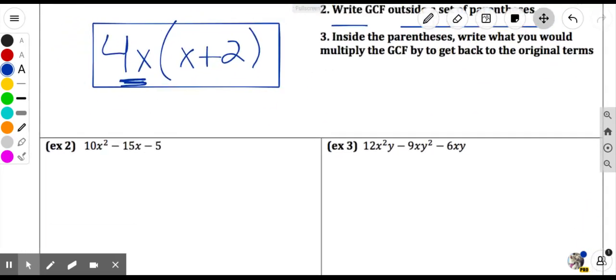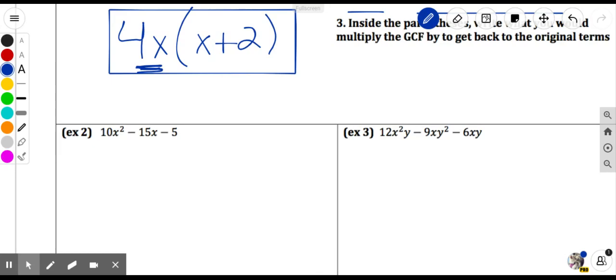Okay, so we're going to do a couple more examples of finding a GCF. So number 2, we have 10x squared minus 15x minus 5. So we want to think about the highest number that goes into all three terms. It's going to be 5. Then you want to think about, do they all have a variable in common? Well, this one has 2 x's, this one has 1, this one has none. So they actually don't have a variable in common. So 5 is the only GCF. It's just 5 by itself.